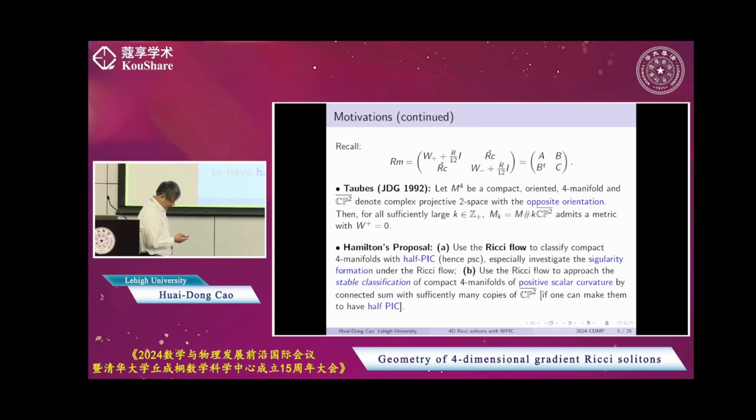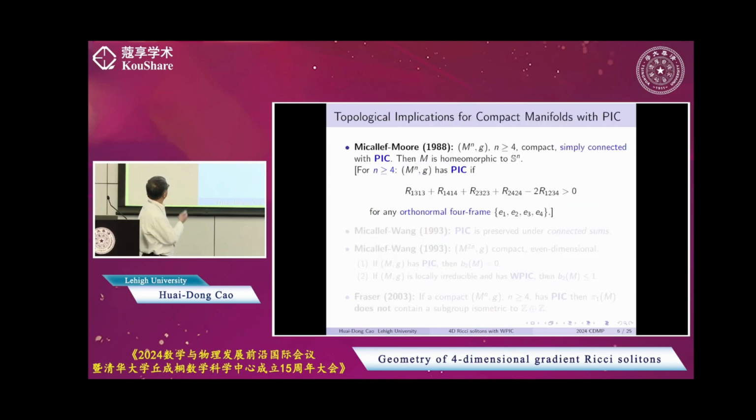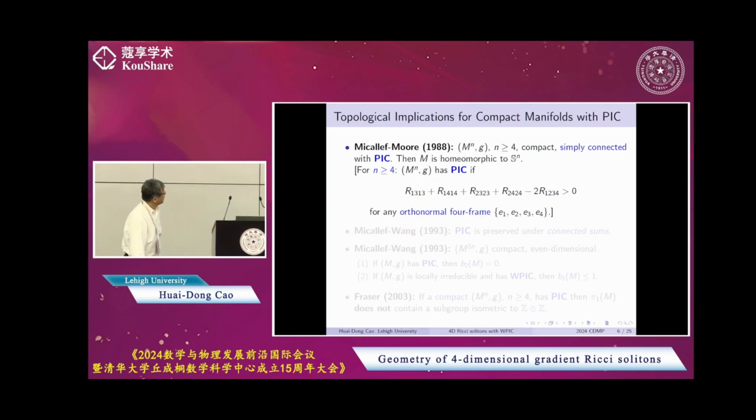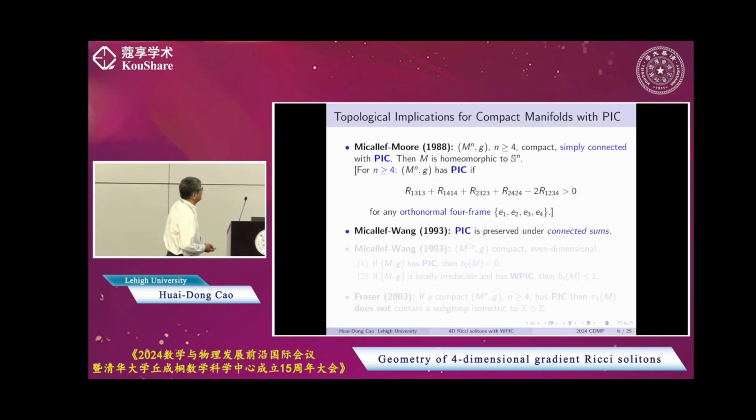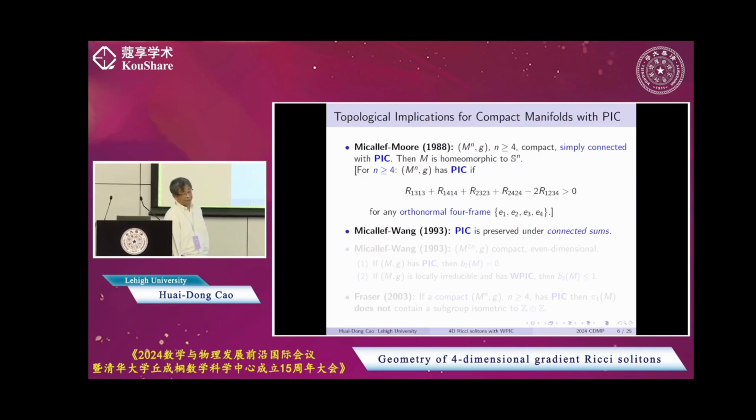These are well known for compact manifolds in general. So Micallef and Moore proved if it's compact simply connected, then PIC would imply that it's homeomorphic to the sphere. And the notion of PIC can be defined in any dimension, and this is the frame-dependent way of defining it. And later, a few years later, Micallef and Wang also showed that the PIC condition is preserved under connected sums, and they also derived some topological consequence.